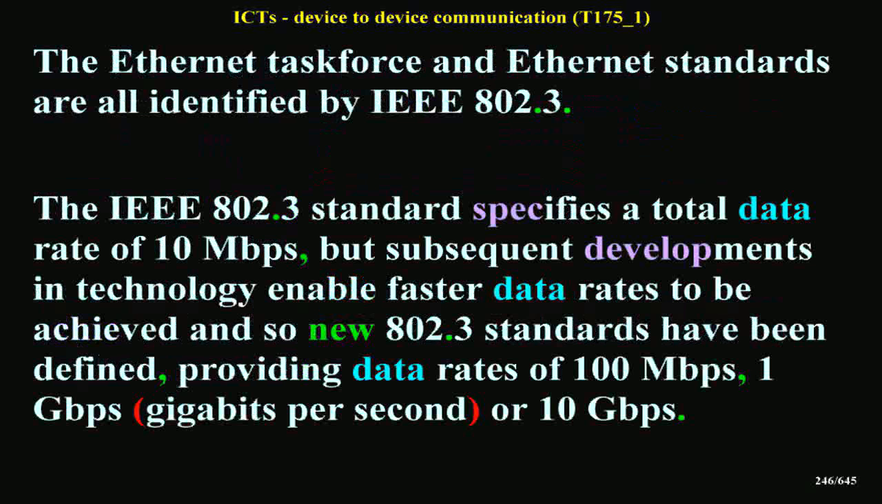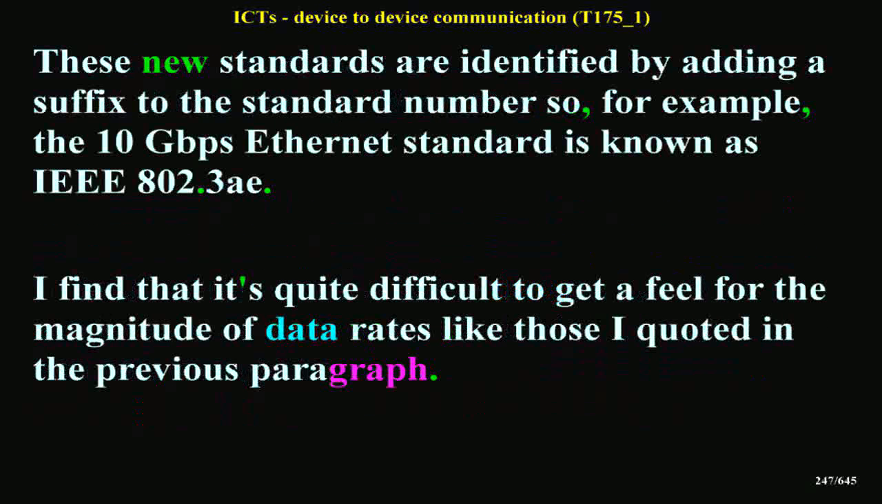The IEEE 802.3 standard specifies a total data rate of 10 Mbps, but subsequent developments in technology enable faster data rates to be achieved and so new 802.3 standards have been defined, providing data rates of 100 Mbps, 1 Gbps (gigabits per second) or 10 Gbps. These new standards are identified by adding a suffix to the standard number so, for example, the 10 Gbps Ethernet standard is known as IEEE 802.3a.